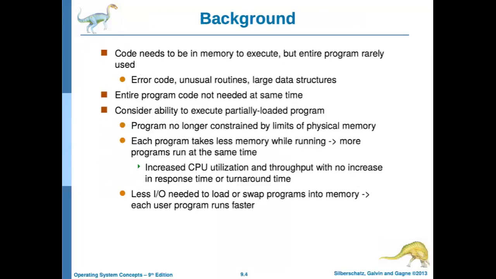Whenever we write a program, there are so many conditional branchings. Say, for example, if the condition is true, call this function, otherwise call some other function. Or, for example, we open a file and then check if the file was successfully opened or not. If it is not successfully opened, then what to do? So some sort of error handling code is there, or some unusual routines are there.